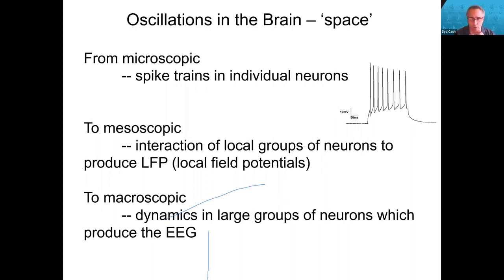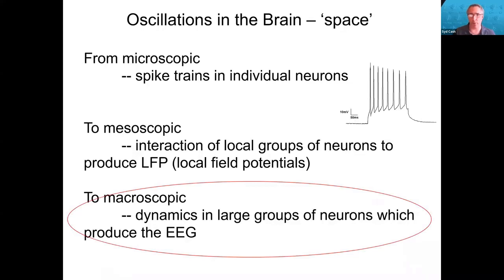To looking more in the mesoscopic domain, where there's an interaction of local groups of neurons which produce a local field potential or local potentials. And then finally up to the macroscopic level, where we're looking at dynamics of large groups of neurons. And that's where we're going to be spending most of our effort over the next few minutes, talking about what we see when we look at the dynamics in large groups of neurons. We'll bounce back and forth to the other levels as well, particularly as we think about mechanism. But we're really looking mostly, at the level of the EEG, at the dynamics of large groups of neurons. All right, so that's where we're going to keep our focus.